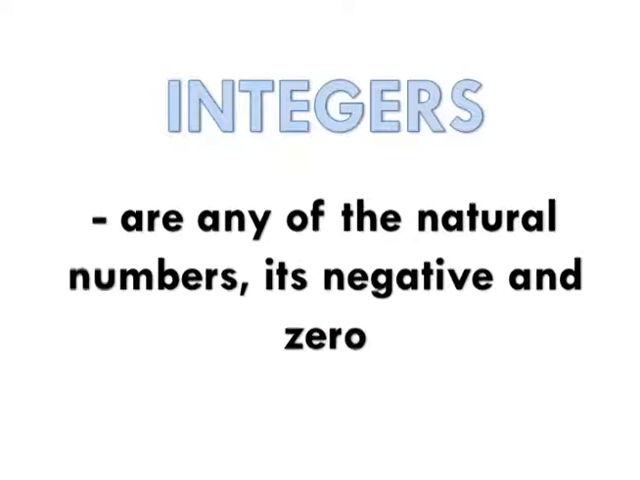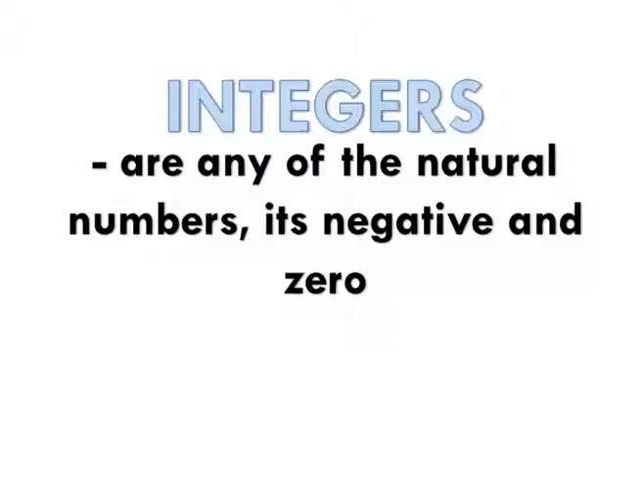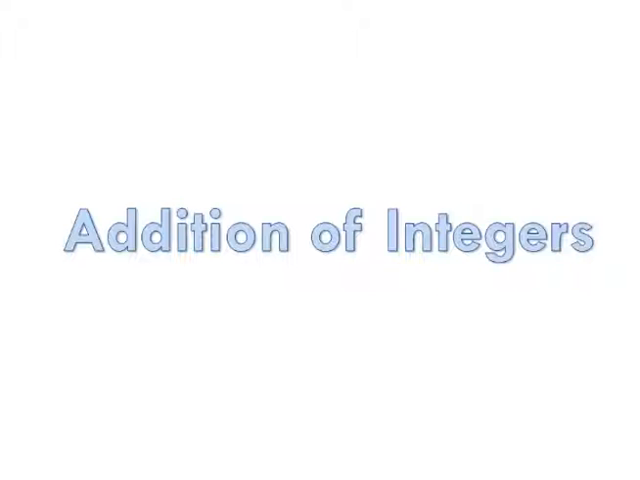Integers are any of the natural numbers, their negatives, and 0. So numbers such as positive 10, negative 7, positive 4, and negative 13 are examples of integers. Now let's go back to addition of integers.